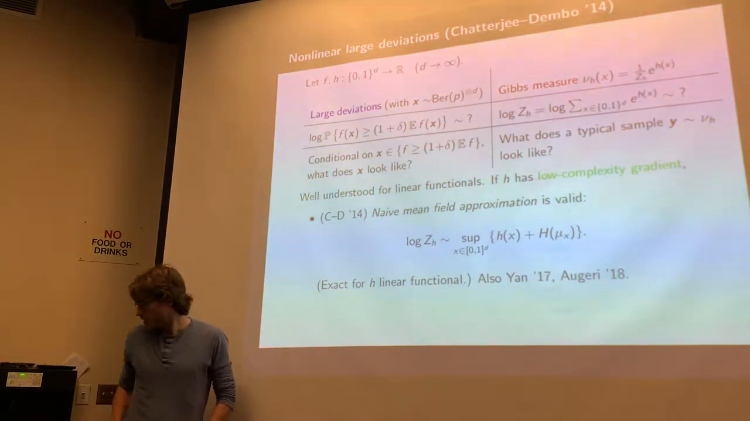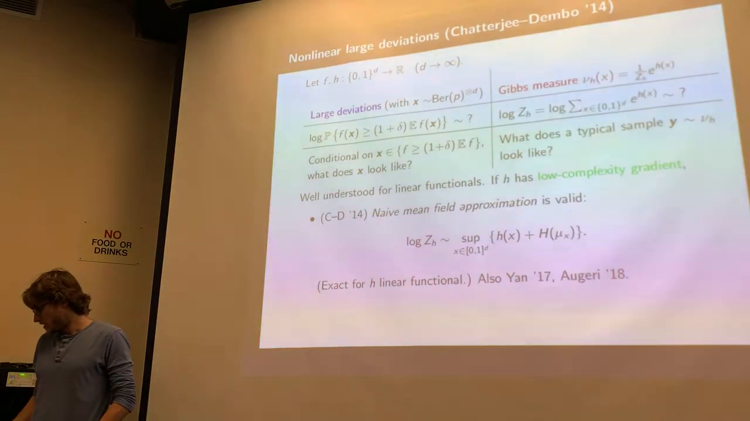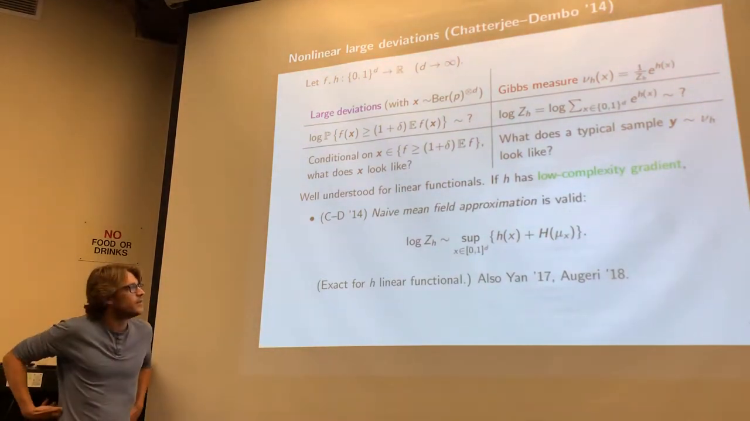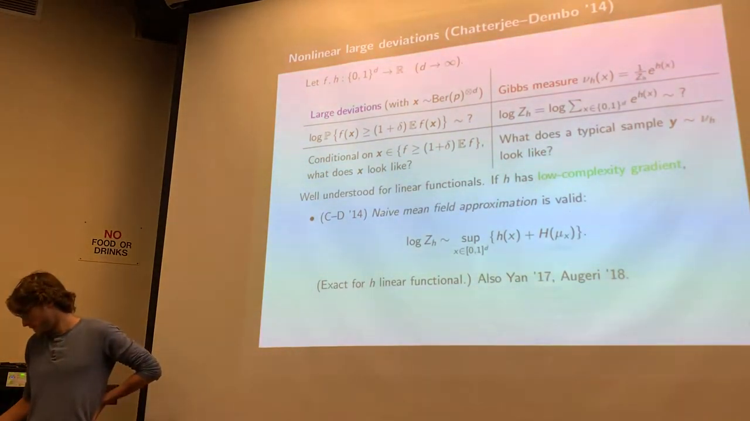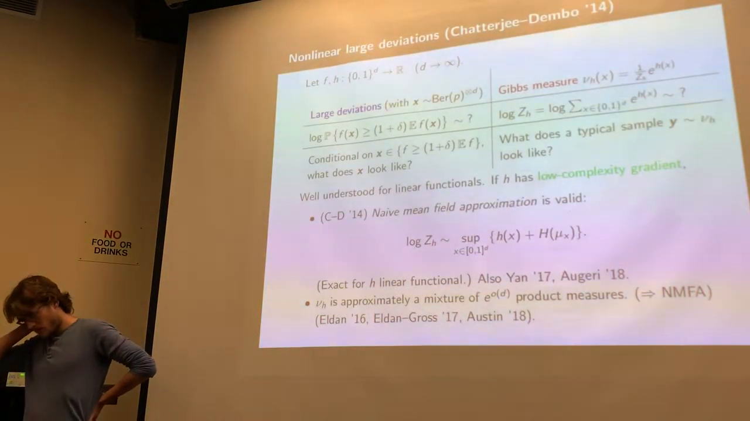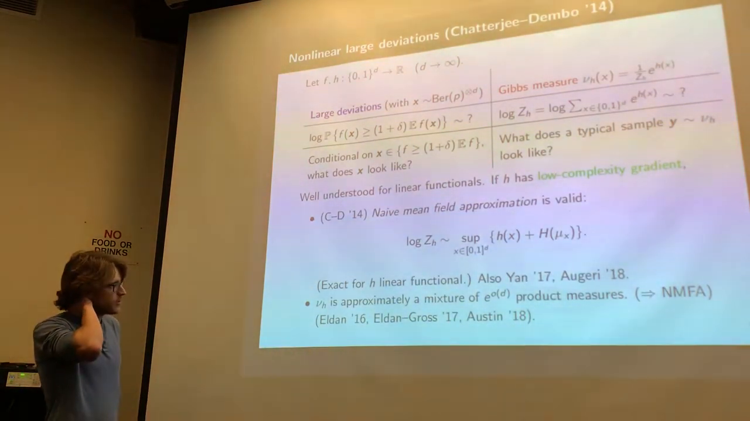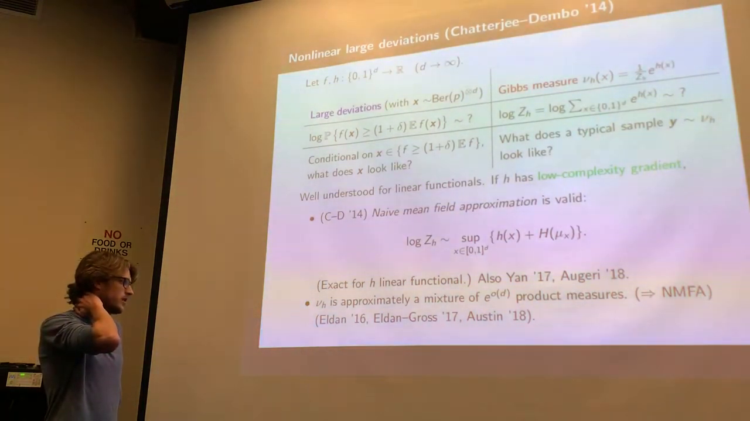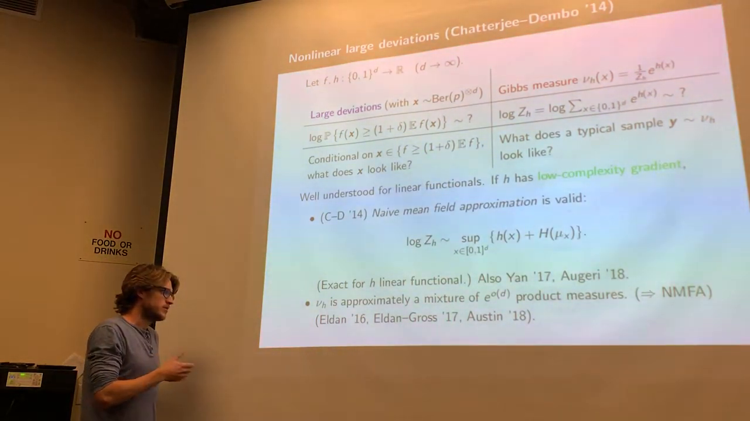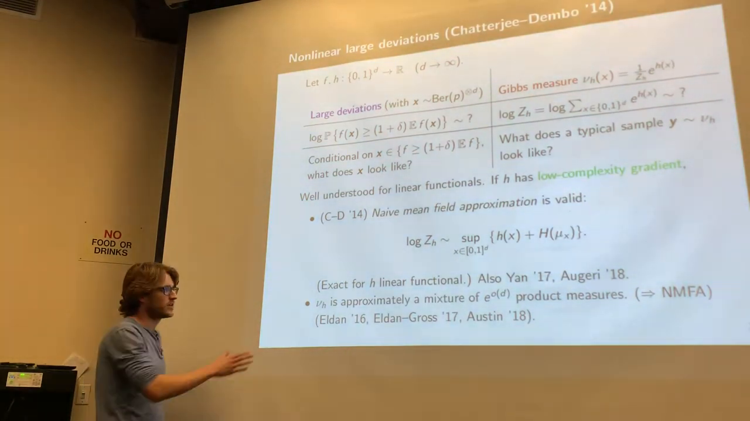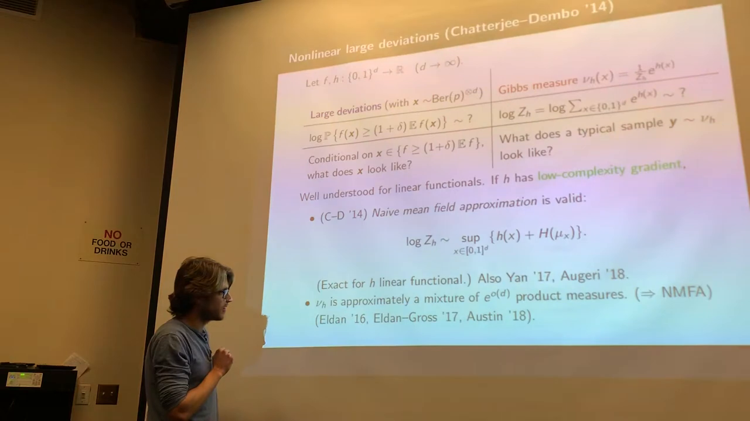And this has been extended by Amir's student Dunyan for larger alphabets. And Fanny Augeri has got some striking results very recently. Then we have this more refined question about what you can say about this measure. Starting with Eldan, who was inspired by this work of Sourav and Amir, he was able to obtain some nice descriptions of measures that satisfy this low complexity gradient condition.